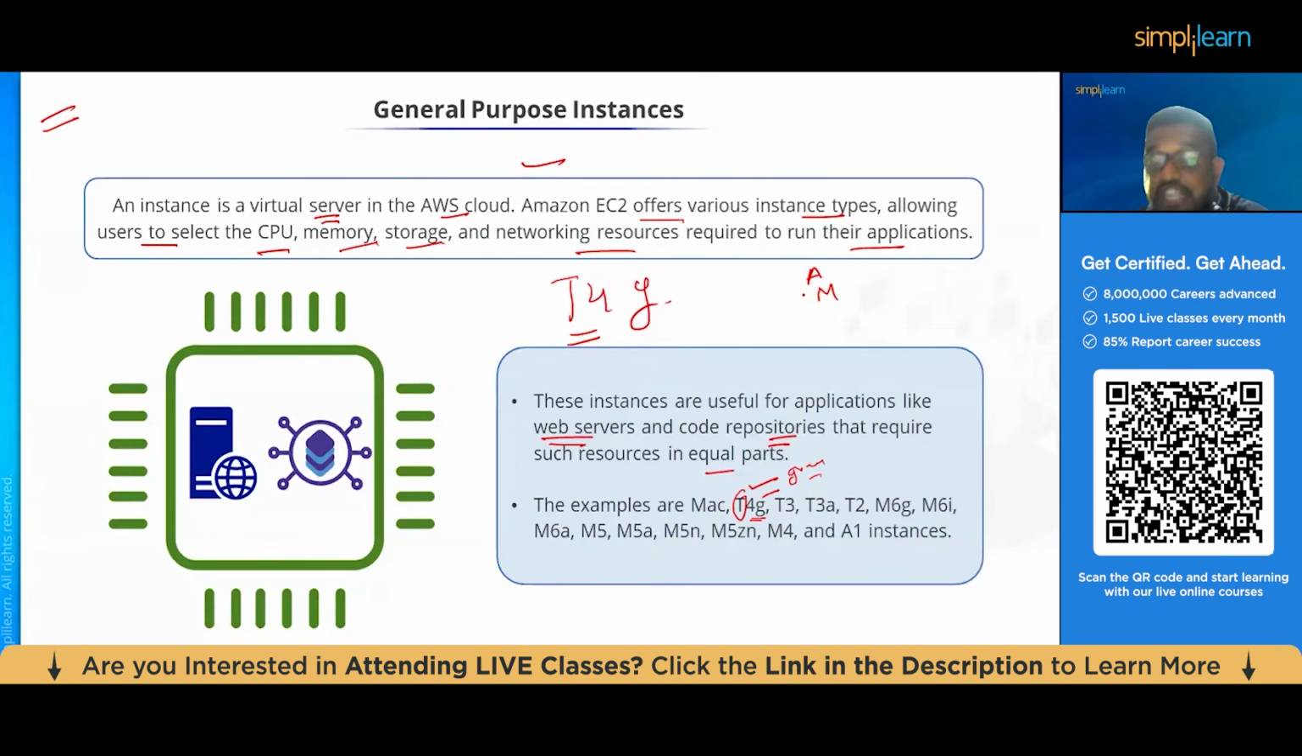So here we have different types of processors. First, the AMD processor. I hope everyone is familiar with this. Then we have G, the Graviton processor. Then we have I, the Intel processor. So right now, A for AMD, G for Graviton, and I for Intel are supported. Recently it added M, that is the Apple chip.